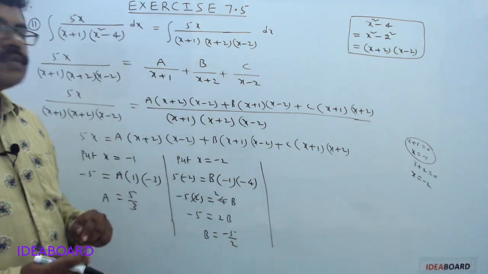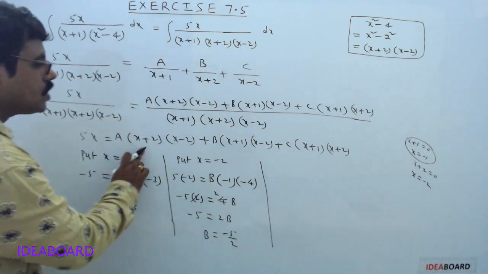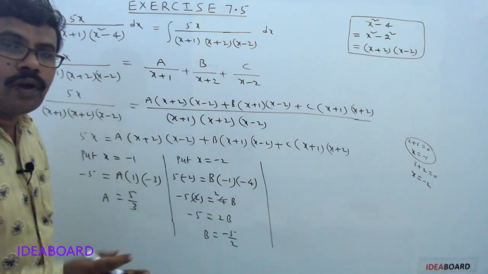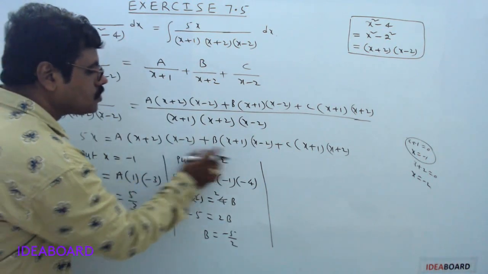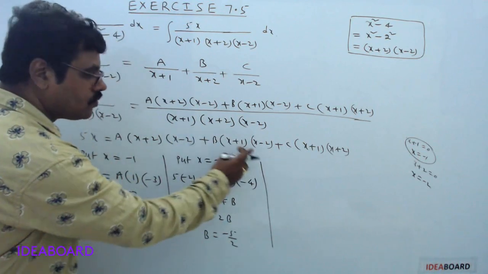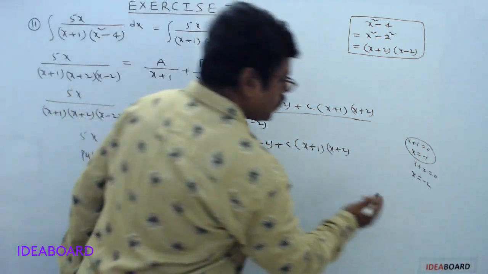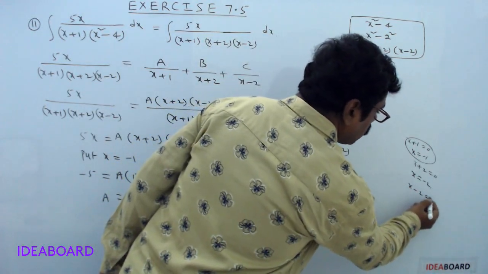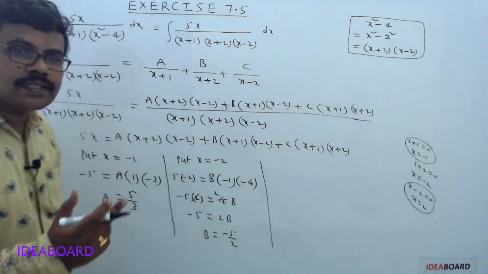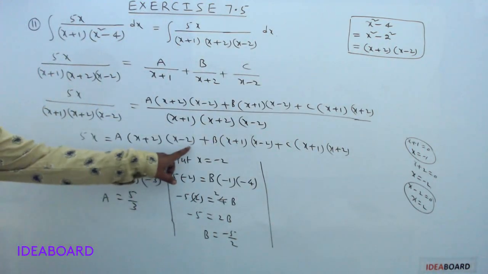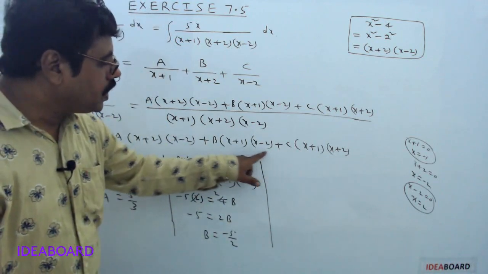Next, find the value of c. To find the value of c, make the first and second terms 0 simultaneously. Here observe that x minus 2 is the common factor for the first and second terms. First equate the common factor to 0: x minus 2 equal to 0, x equal to 2. By substituting x equal to 2, the first term value will be 0, and then the second term value will be 0.